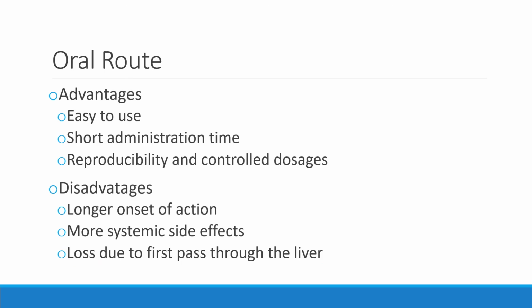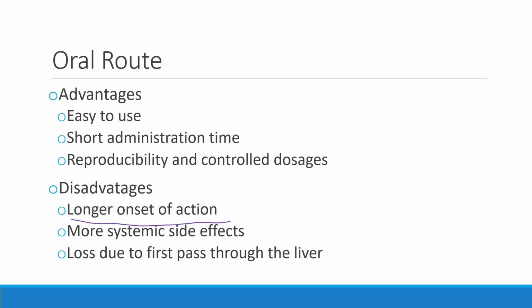The oral route, remember, catecholamines are ineffective by mouth, so albuterol is a modified catecholamine, so that's why you can have it in tablets, right? So the advantage here is it's easy to use, it's a short administration time, great for kids. It is reproducible, and the dosages are very well controlled, like the Vospire extended release. These oral tablets are great for nocturnal asthma patients. The big disadvantage is they have a longer onset of action, so they're not really good for those acute situations.